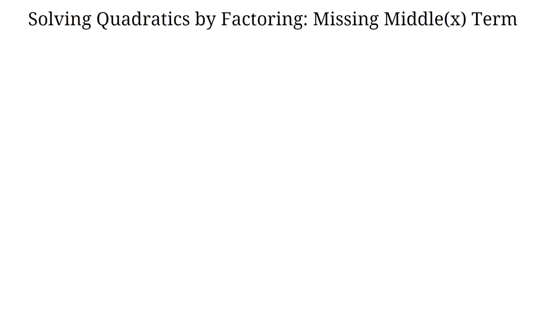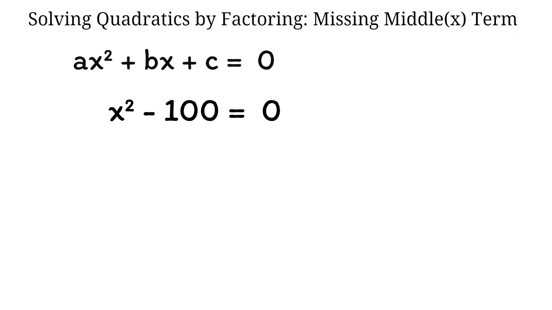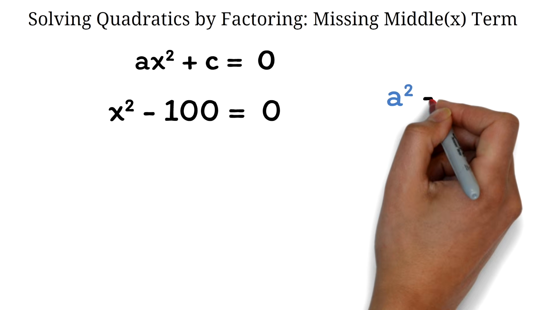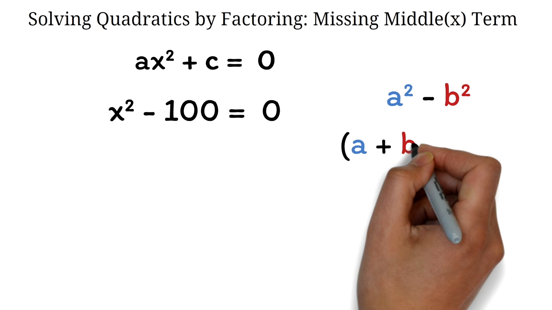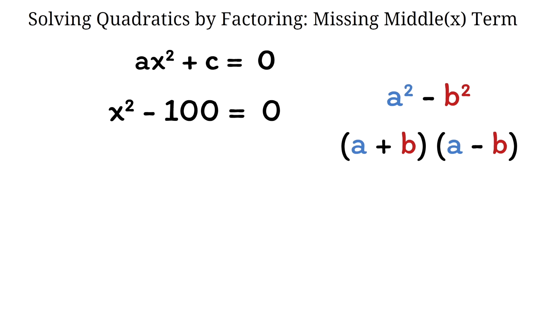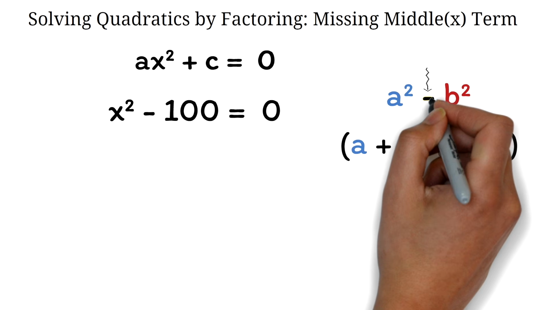Now let's look at quadratic equations missing the middle term. Suppose we have x squared minus 100 equals 0. Let's solve it by factoring. Notice there's no middle term. Also, this is a difference of two squares. Whenever we have one squared term minus another squared term, we can factor it as a plus b times a minus b. Note that this type of factoring only works when the sign is minus.